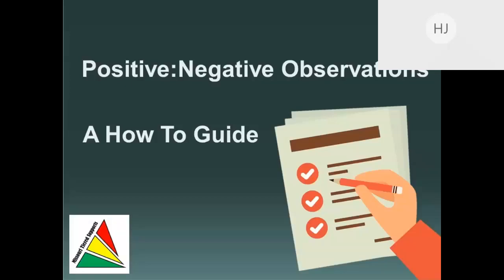Hello, my name is Ree Evans. I'm the Statewide Targeted Prevention Coordinator, and with me I have Kana Poteet, Kansas City Regional Office, ATSC. Today we are here to talk to you about how to do positive and negative interactional observations. So this will just be a brief how-to guide.